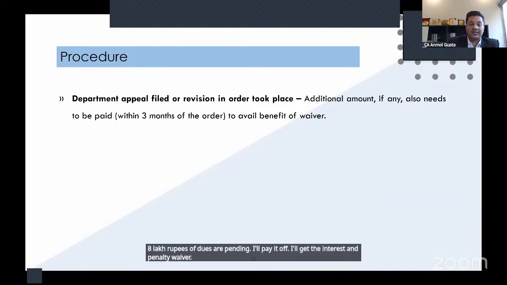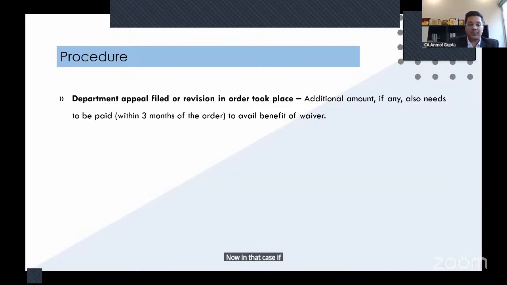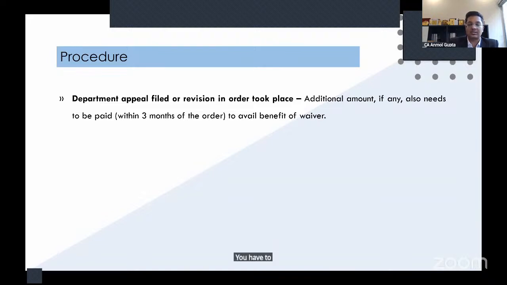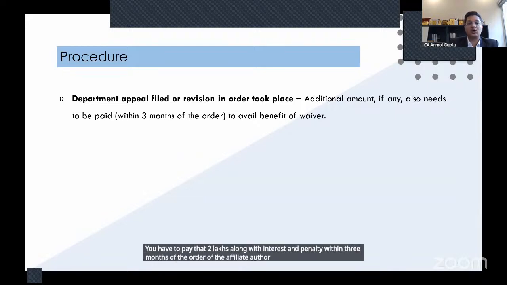Now, in that case, if there is any department appeal that has been filed against that 2 lakhs which was already dropped by the adjudication order, and in case the appellate authority decides going forward in future that the 2 lakhs is liable to be paid by the taxpayer, in that case, you have to pay that 2 lakhs along with interest and penalty within 3 months of the order of the appellate authority, else the interest and penalty waiver that you have availed on the 8 lakh rupees will also be void in nature.